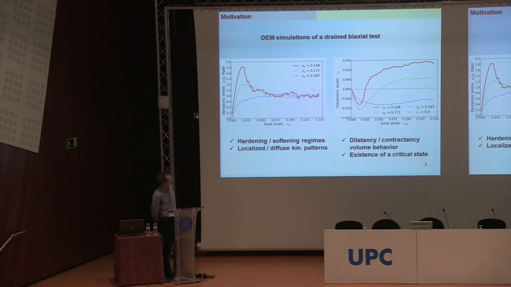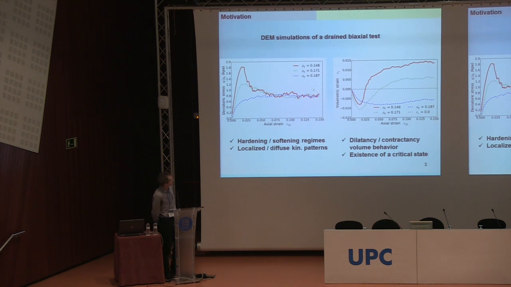So if I present very shortly some results coming from biaxial tests, you can observe some very classical, some very usual results. This is a biaxial simulation run from DEM. You can observe the evolution of the deviatoric stress and also of the volumetric strain, considering different specimens, loose or dense. And you can observe that according to the initial void ratio, you have different evolution. You may have a peak and then softening, or you can have monotonously increasing deviatoric stress.